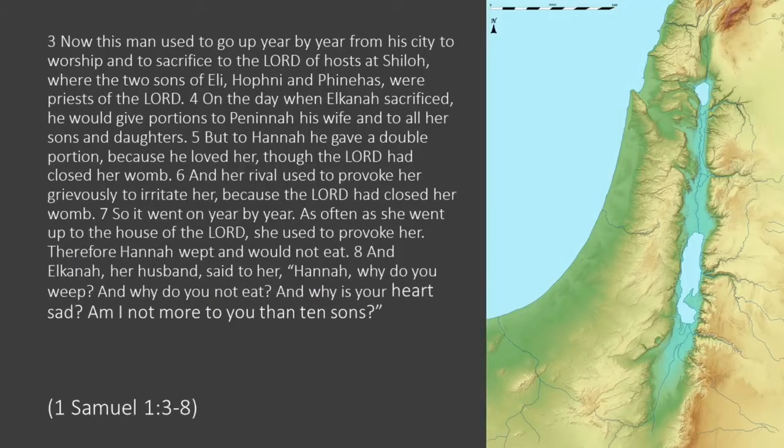Verse 3. Now this man used to go up year by year from his city to worship and to sacrifice to the Lord of hosts at Shiloh, where the 2 sons of Eli, Hophni and Phinehas, were priests of the Lord. On the day when Elkanah sacrificed, he would give portions to Peninnah his wife, and to all her sons and daughters. But to Hannah he gave a double portion, because he loved her, though the Lord had closed her womb.